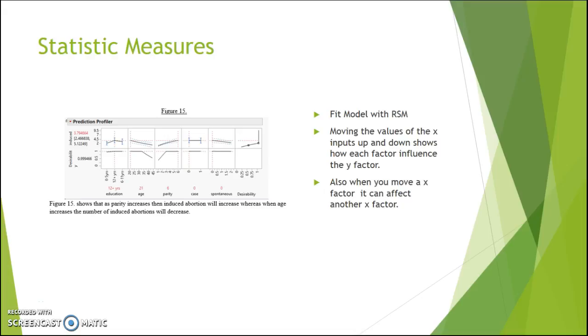Another thing we did was with the infertility data, where we used a fit model with RSM, and here we have induced abortions as Y. The great thing about this is that you can move the values of the inputs up and down, and it shows you how it changes or influences the Y factor by either increasing or decreasing it, and it shows you the desirability of each. Also, if you move one factor, it can sometimes change the other X factors. In the figure, it shows that as parity increases, induced abortion will increase, whereas when age increases, meaning going down the slope, the number of induced abortions will decrease.